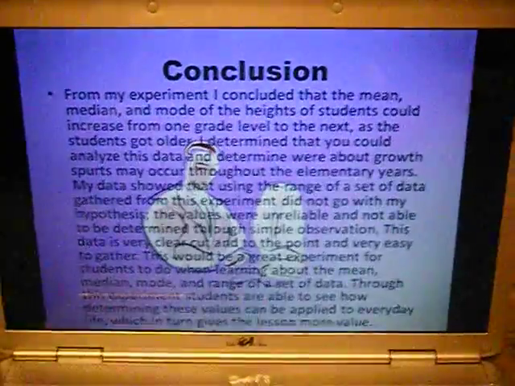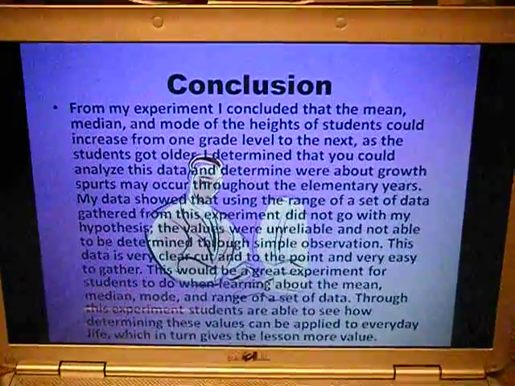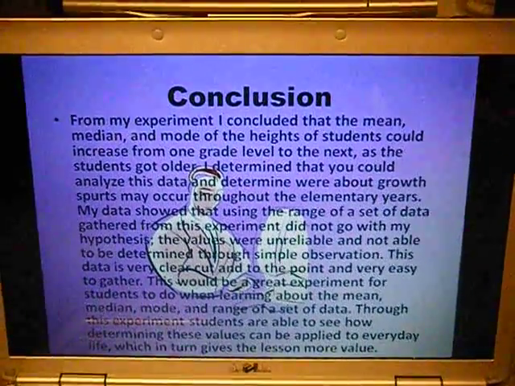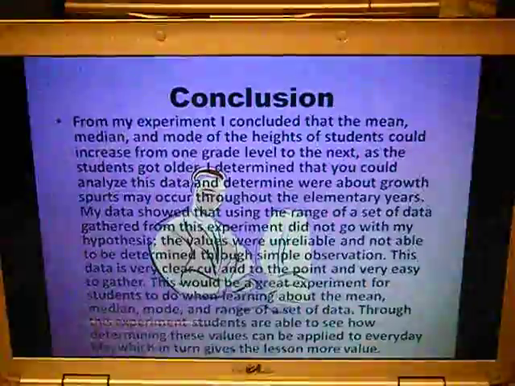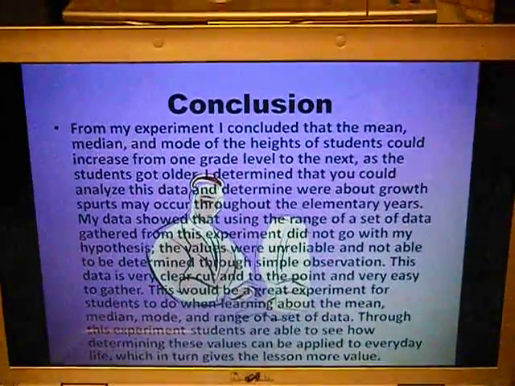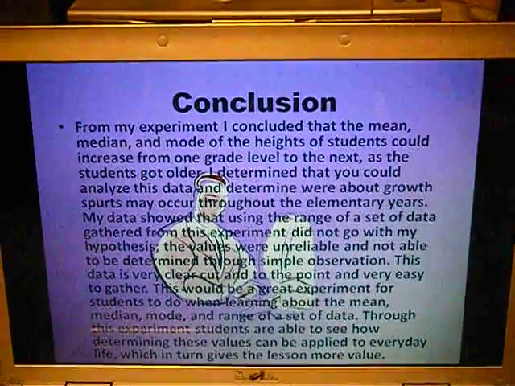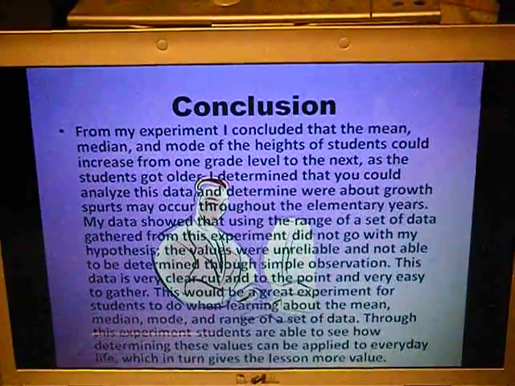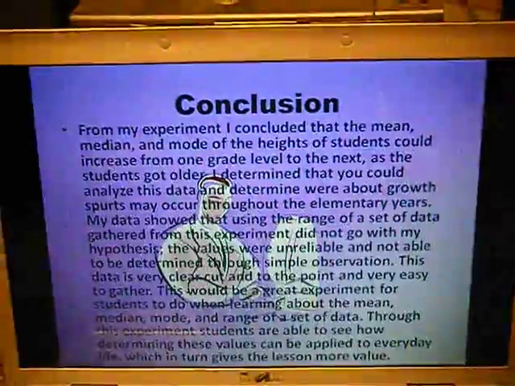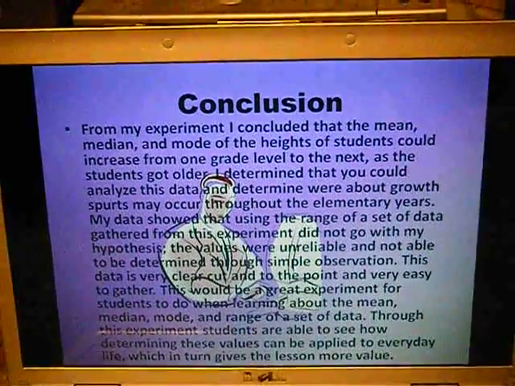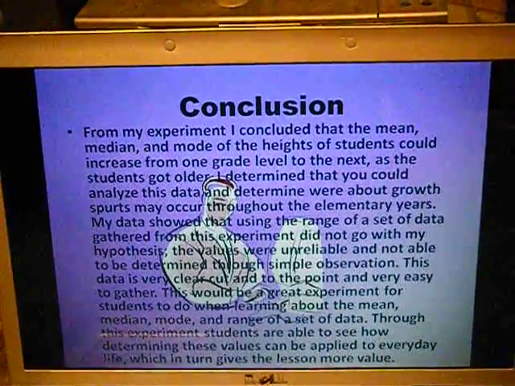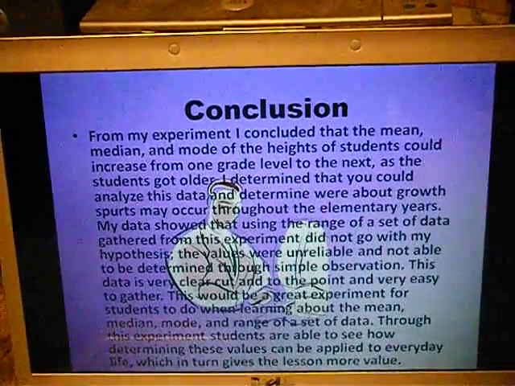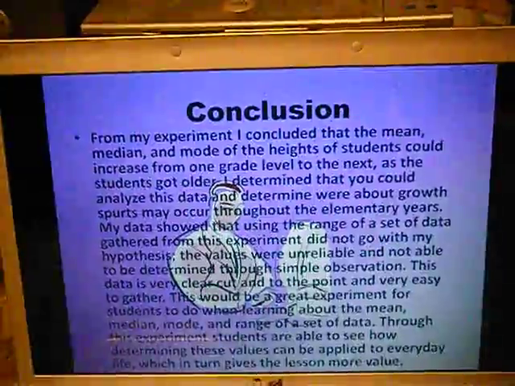And then my conclusion. From my experiment, I concluded that the mean, median, mode, and range of the heights of the students could increase from one grade level to the next. As the students got older, I determined that you could analyze their data and determine where about growth spurts may occur throughout the elementary years. My data showed that using the range of a set of data gathered from this experiment did not go with my hypothesis. The values were unreliable and not able to be determined through simple observation.